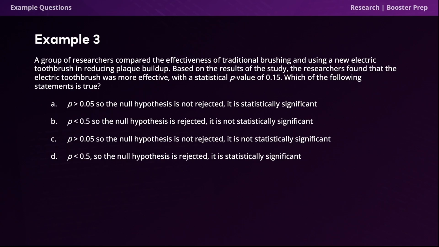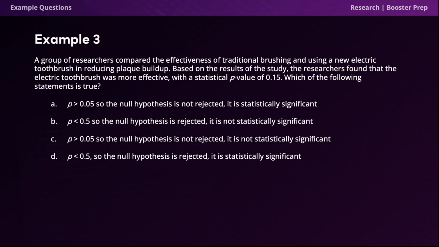B, p is less than 0.5, so the null hypothesis is rejected, it is not statistically significant. C, p is greater than 0.05, so the null hypothesis is not rejected, it is not statistically significant. And D, p is less than 0.5, so the null hypothesis is rejected, it is statistically significant.